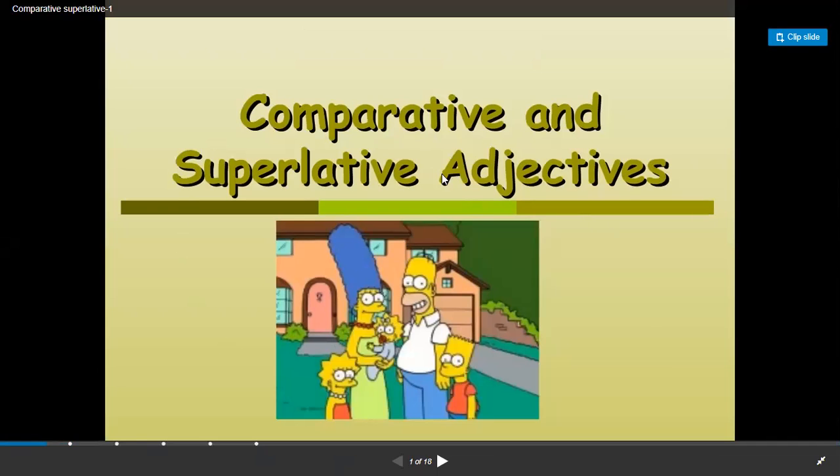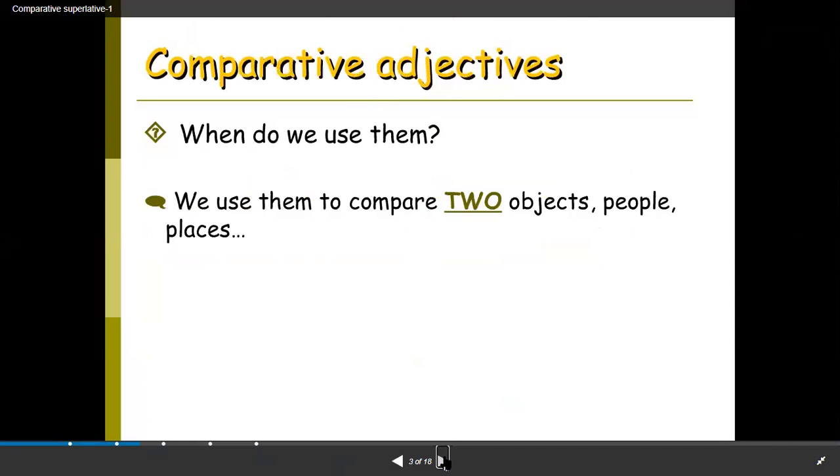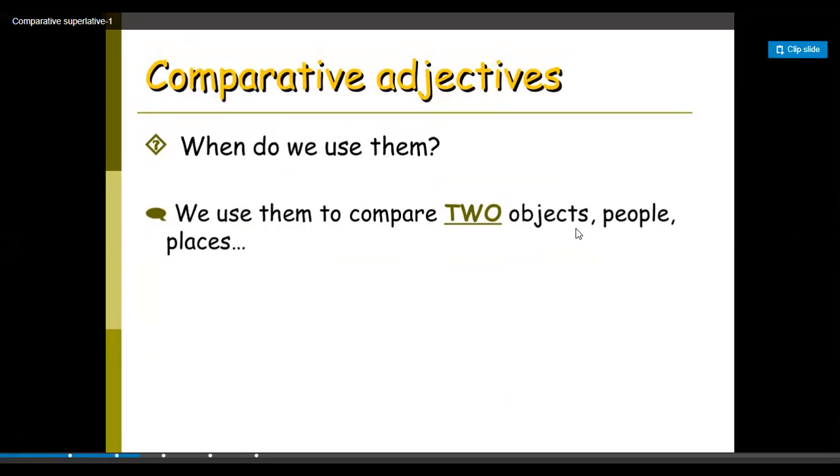So I want to take, for example, the Simpson family, to compare between each one and another. Let's go to the first one. The first thing I have is comparative adjectives. Comparative, from its name, I have two things and I want to compare between them. Maybe two objects, maybe two people, maybe two places.